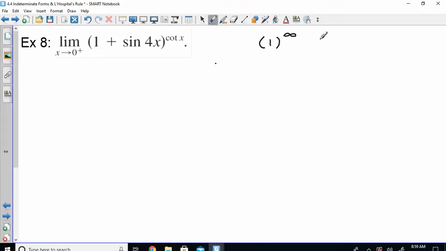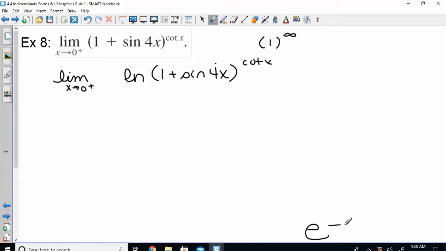With these indeterminate powers, what we are going to do first is add a natural log. And since I add the natural log, I know at the very end my answer is going to be e to some power, because I have to cancel that natural log back out. The reason the natural log is so nice is properties of logs. What happens to this exponent? It can drop down in front.